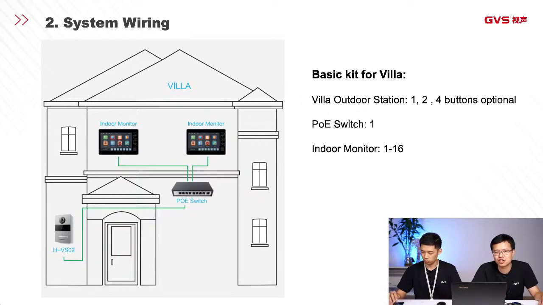For example, if you need just one floor with the indoor monitor, maybe one button on the villa outdoor station is enough. But if you want to have 4 floors, or 2 floors with different indoor monitors, you can choose a different villa outdoor station. Then you can set a different quantity of indoor monitors. So it ranges from 1 piece to 16 pieces of monitors in total. So it's very flexible.